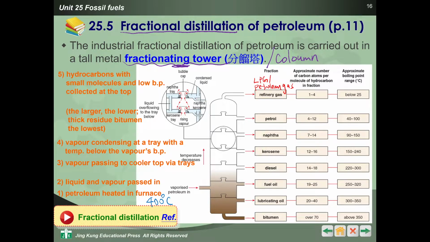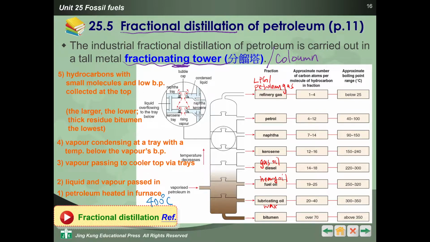Petrol is petrol, or naphtha here. Now naphtha, please make sure the spelling is correct. It's NAPHTHA. And then kerosene, and then diesel, which sometimes you'll also see referred to as gas oil. Fuel oil, sometimes you'll also see it called heavy oil. And lubricating oil, and sometimes wax is also somewhere here. And at the end, it's bitumen. So you've got to be familiar with these names.